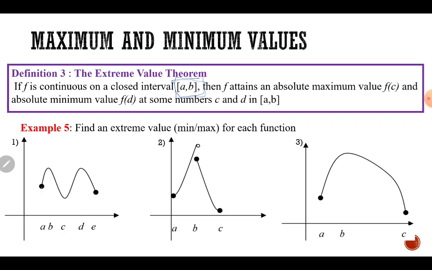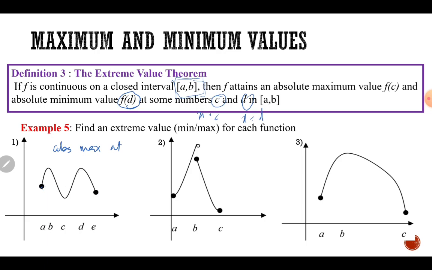Alright. Then f attains an absolute maximum value f(c) and absolute minimum value f(d) at some number x equals to c and at x equals to d. Okay, so kalau kita tengok example 5 ni, for example, cuba you cari extreme ataupun absolute maximum, kat mana yang paling tinggi. Kalau kita tengok ni, dia punya starting and ending point dia. Yang paling tinggi dia kat mana?